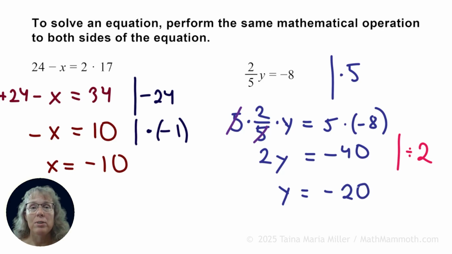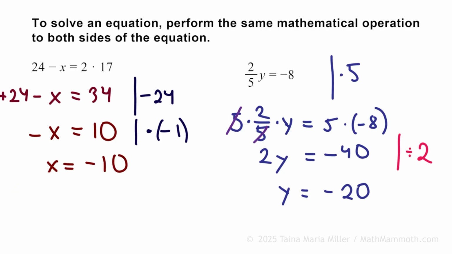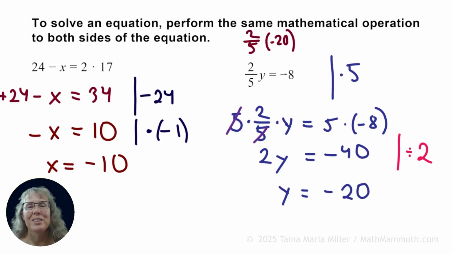At this point, when you get your root, it's good to check that the root is indeed a root, and substitute it back to the original equation and check that you have a true equation. So if we take -20 and put it over here in place of y, imagine that we have 2/5 of -20, this calculation here. So that would be 2 times -20 is -40 divided by 5. Yes, that equals -8. So it checks.